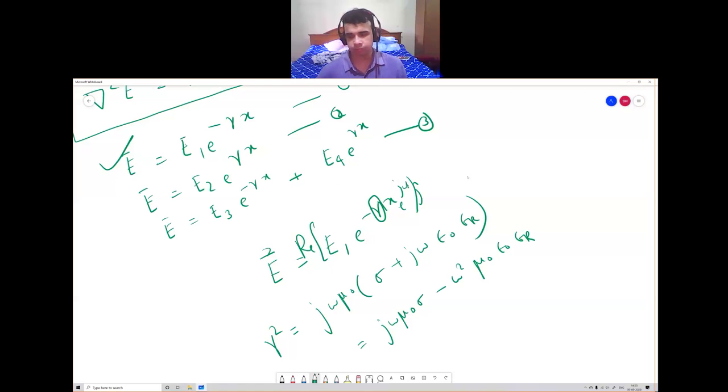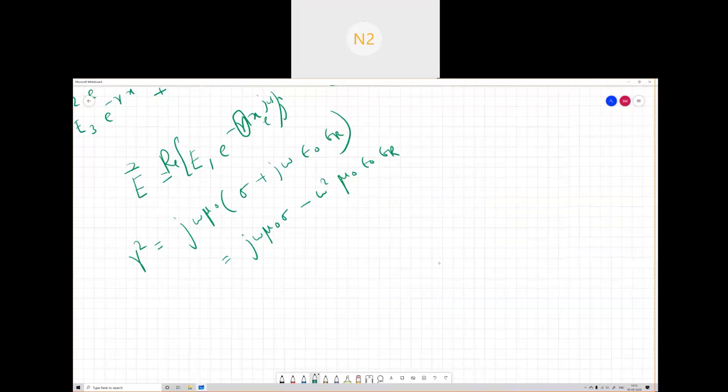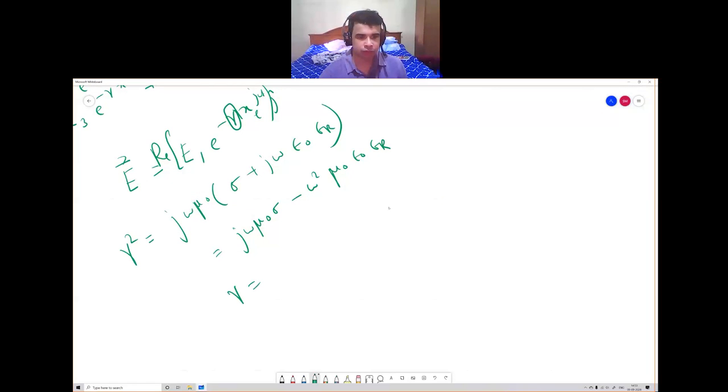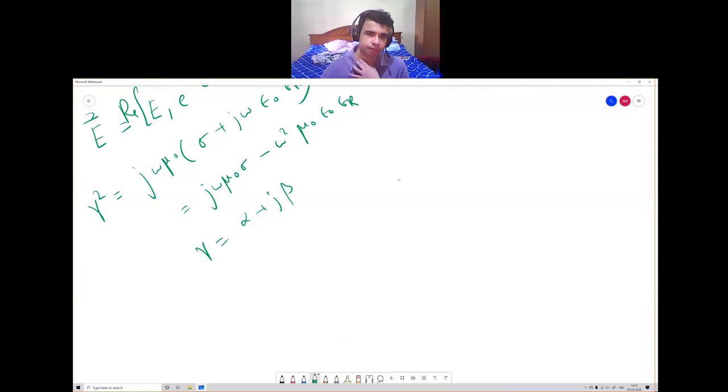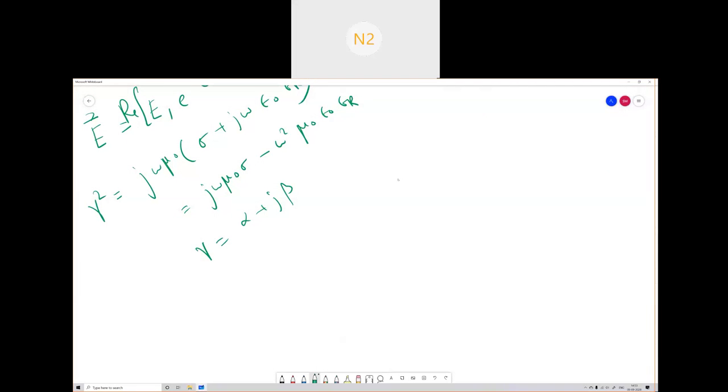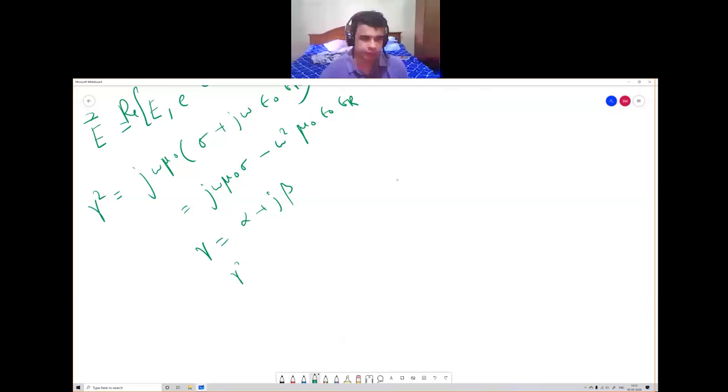Okay, agreed? Yes, sir. We also assume that gamma equal to alpha plus j beta, because gamma square is a complex number, so gamma is very likely to be another complex number. It will be a complex number, right? So we need to find alpha and beta. How to find it out? What is gamma square? Gamma square will be alpha square minus beta square plus 2j alpha beta.